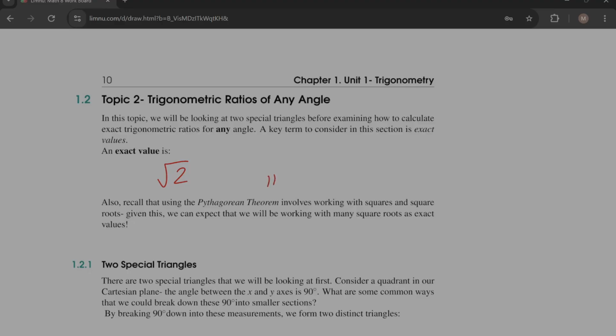Another example of an irrational number is pi. Pi, you've got a pi button on your calculator. And instead of putting 3.14 like some sort of weirdo, or 3 like an engineer, you can just leave it as pi.